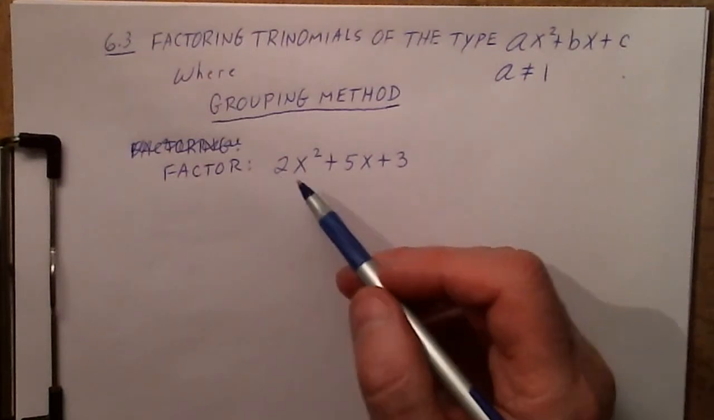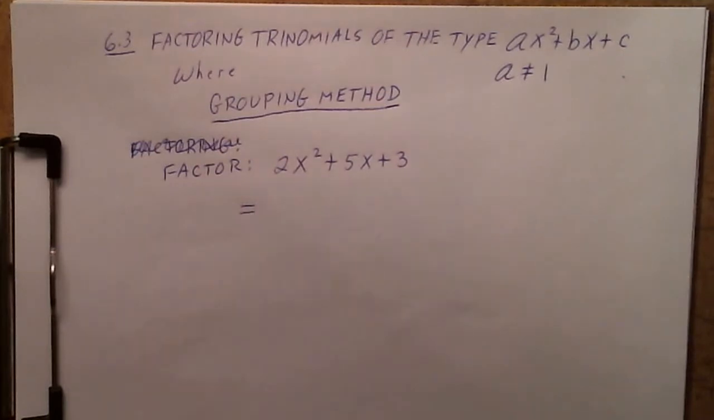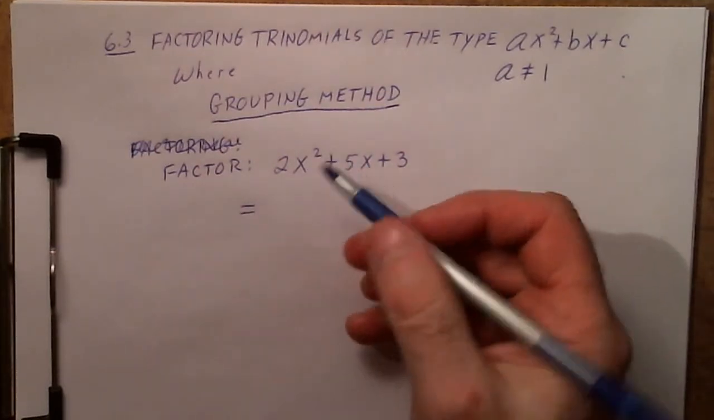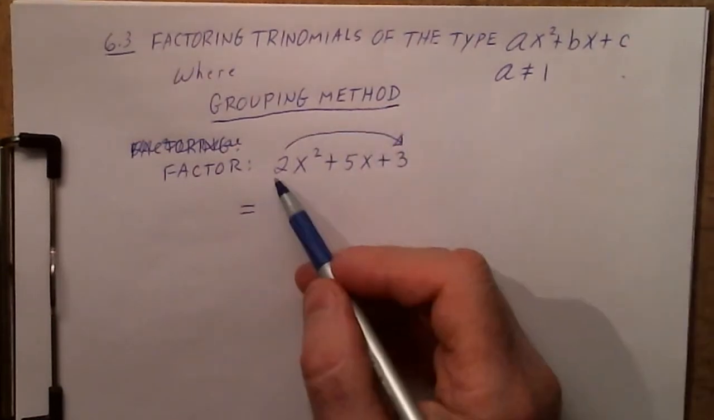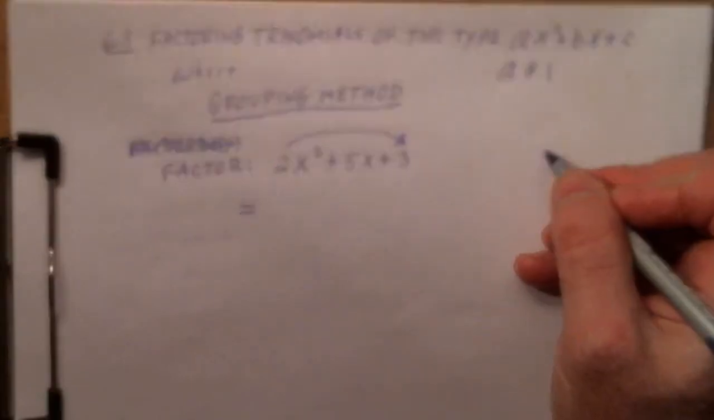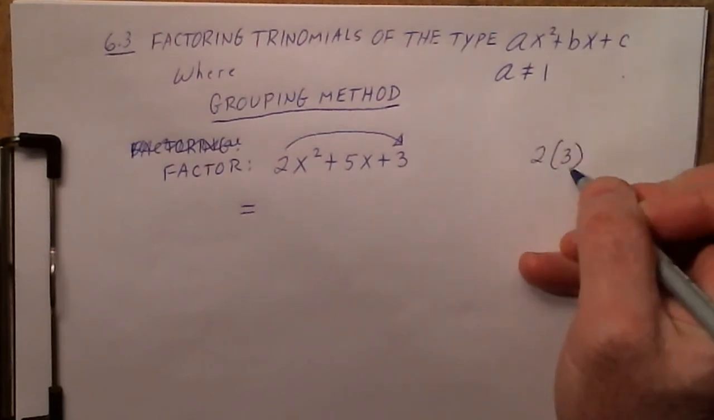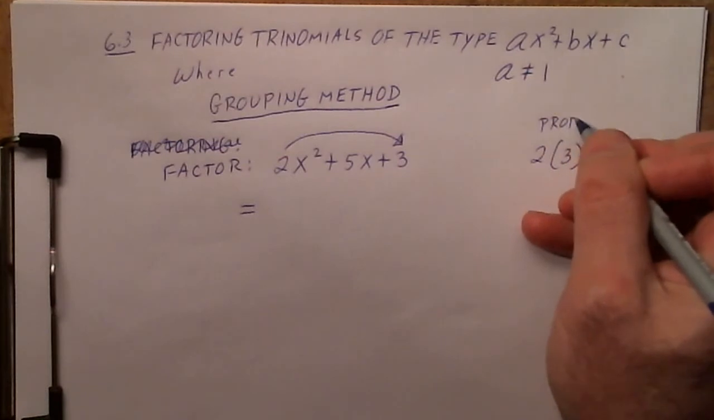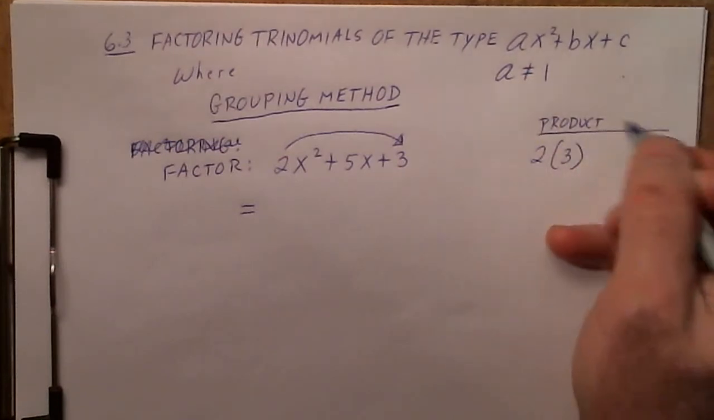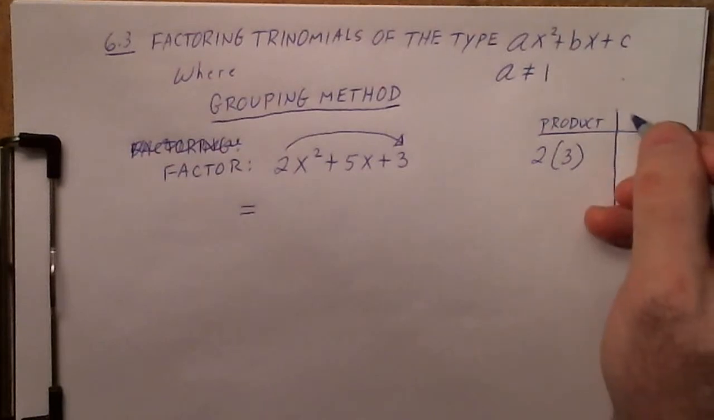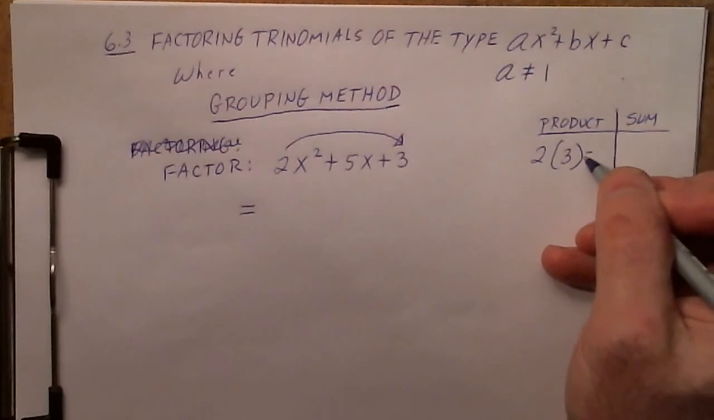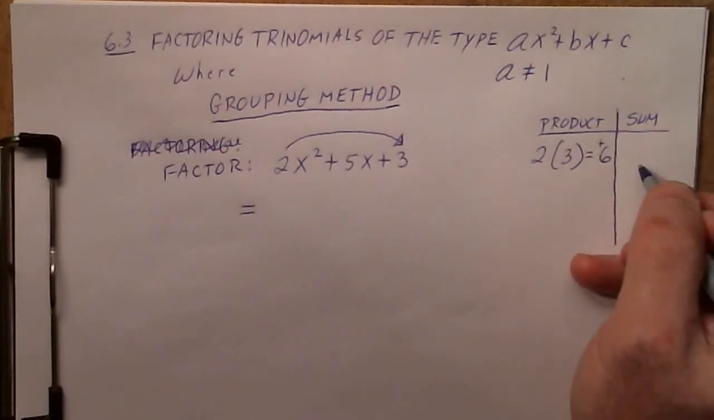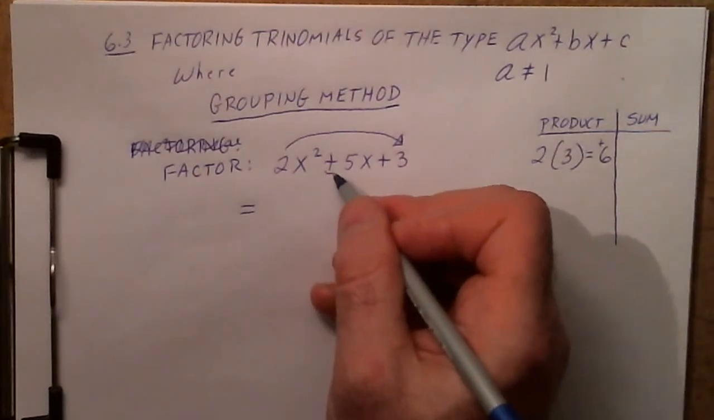Now this is how the grouping method begins. What we do is we start by taking the product of the leading coefficient and the constant term. So we take 2 and multiply it by 3, and I'm going to do that off to the side of the paper over here. We'll call this our product. So our product is positive 6. And our sum is going to be, just like last week with the easy types of trinomials, the middle coefficient, which is positive 5 in this case.